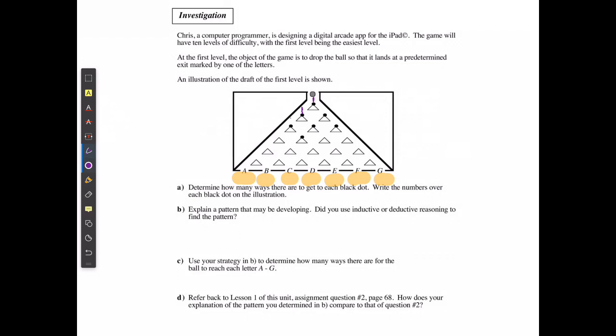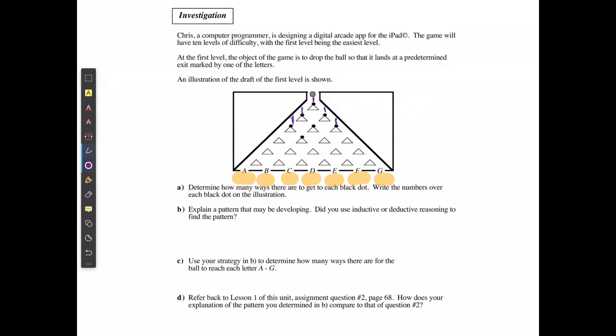If I keep going along the left, then it's going to have to drop down and keep going straight left, so there's only one way to get to this one. Same thing on the right-hand side. Drop down, and it's going to go to the right, and I've only got one path to get there. Drop down, and go two to the right, and I've only got one path to get this one.